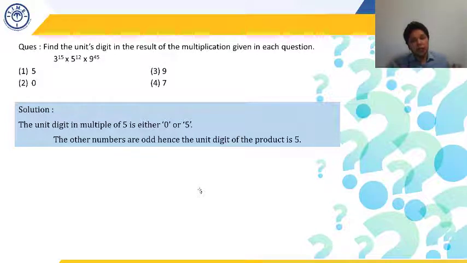So 5 multiplied by anything will give you either 0 or 5. 0 when it is multiplied by an even number, and 5 when it is multiplied by an odd number. So here 5 is multiplied by some odd number, so the answer will always remain 5 only. I hope it is clear. So the answer is option number 1, 5.